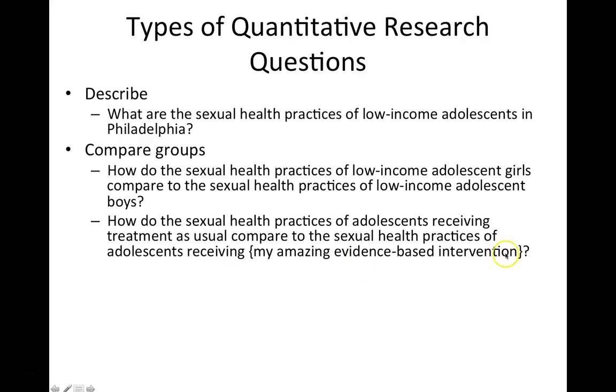So maybe people who get this intervention, people who get treatment as usual, and people who get nothing. People who are on a wait list control, for example, or people who aren't engaged in care. So we can have two levels to this. We may have more levels to this. In this particular question, we have two levels to this variable.